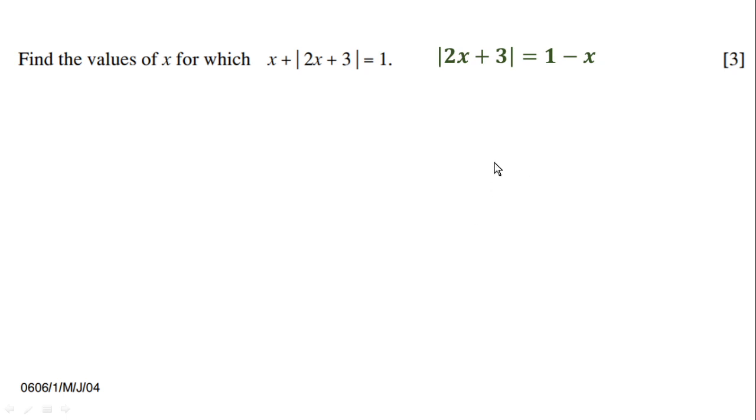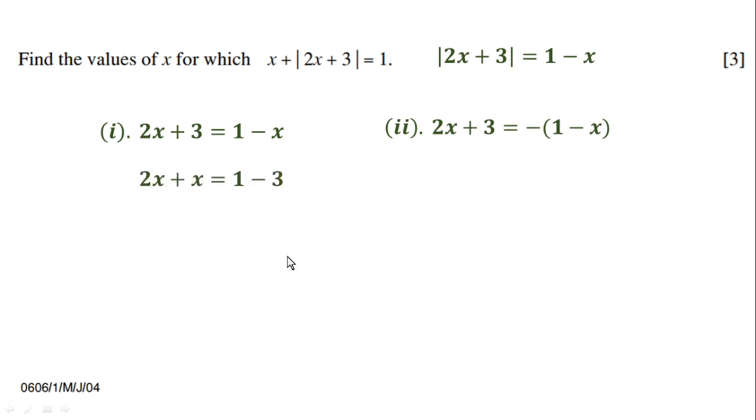What we have done a while ago on the previous example is that we make 1 minus x positive and negative. So first solution, I made it positive. The second solution, I made it negative. Again, don't forget your bracket, because 1 minus x is one quantity. I have that. It will become 2x plus x is equal to 1 minus 3. And then 2x plus x is 3. 1 minus 3 is negative 2. It will become 3x is equal to negative 2. And x is equal to negative 2 over 3.